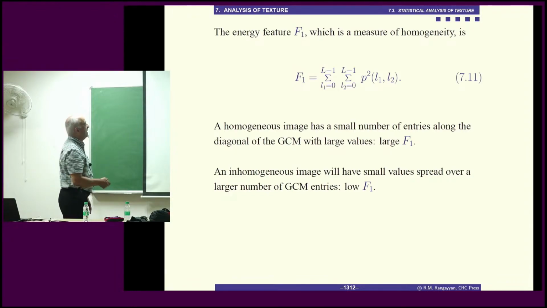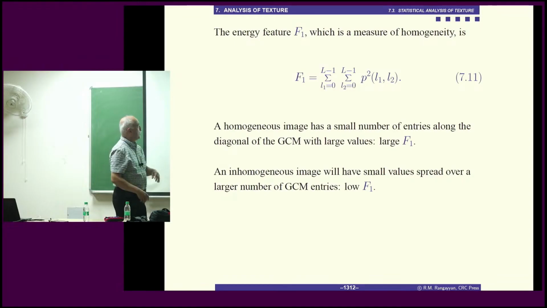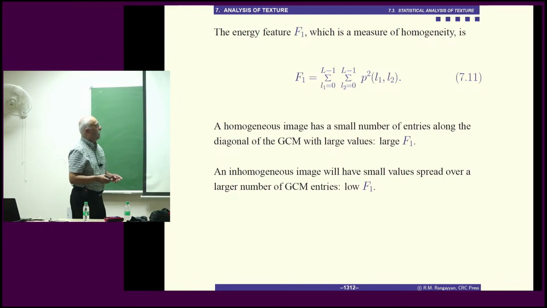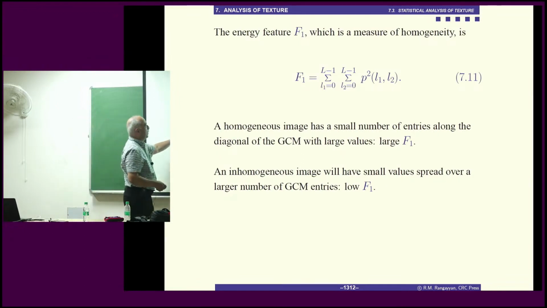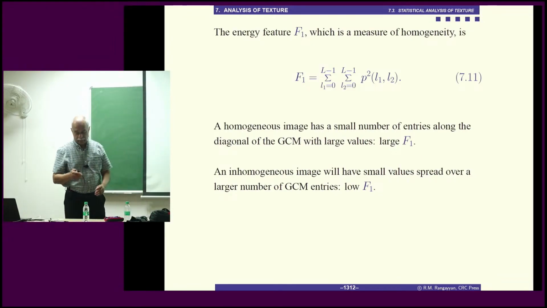That's easy to understand. A homogeneous image has a large number of entries along the diagonal, and large values go there, and the other values are small. An inhomogeneous image will have small values spread over a large number of GCM entries. So that leads to low F1, the other one gives you large F1. Large F1 means homogeneous, low means inhomogeneous texture.